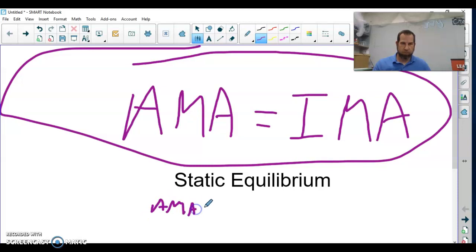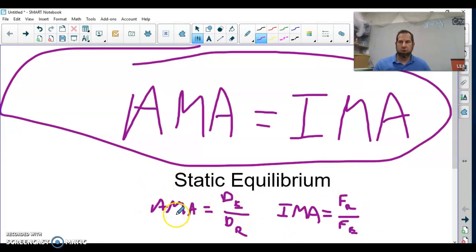that's a horrible M. This is what happens when you're trying to use a mouse to write in pen. So that's equal to distance of effort over distance of resistance, or IMA is equal to force of resistance over your effort force. So you can interchange however you want.